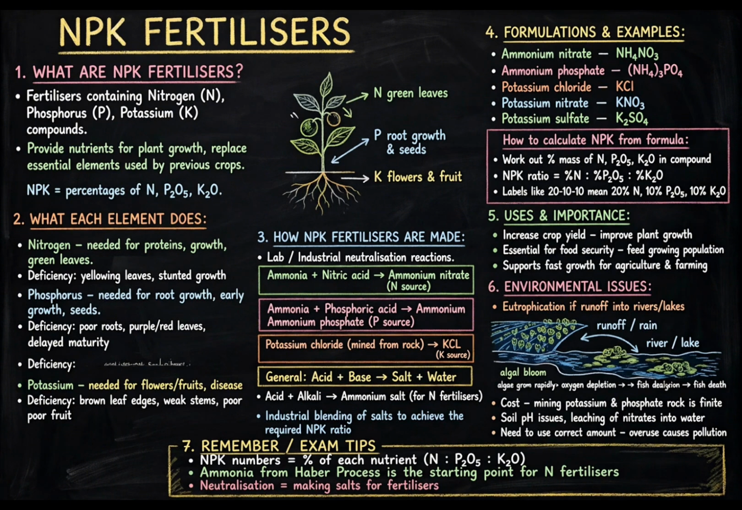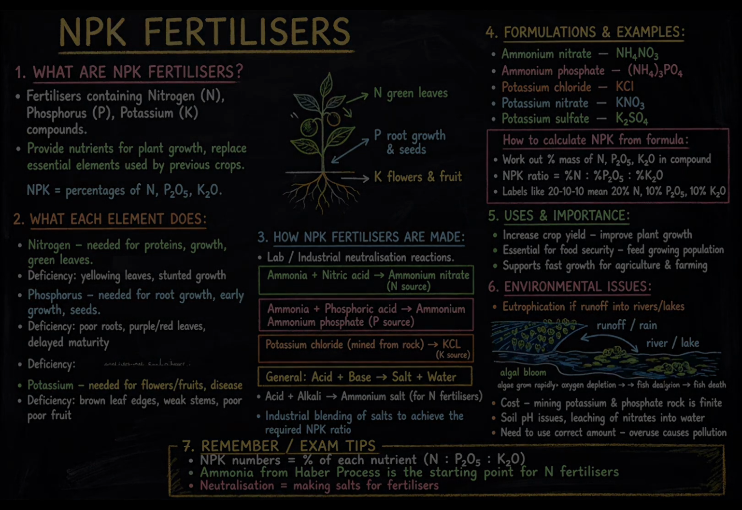Uses and importance: increase crop yield, improve plant growth, essential for food security to feed growing population, supports fast growth for agriculture. Environmental issues: eutrophication if runoff into rivers and lakes. Algae grow rapidly, called algal bloom, blocks light, oxygen depletion, fish die. Cost: mining potassium and phosphate rock is finite resource. Soil pH issues: leaching of nitrates into water. Need to use correct amount. Overuse causes pollution.